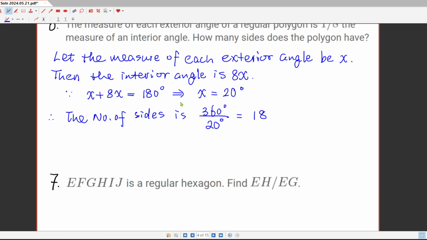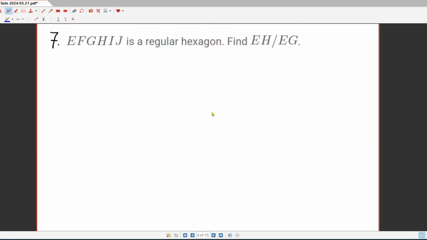Alright, then let's have a look at the next one. Question number 7. Again, we have a regular hexagon, EFGHIJ. We are to find the ratio between EH and EG. Okay, first of all, let's draw the diagram to illustrate the regular hexagon. Suppose this point is E, this point is F, G, H, and then I, J.